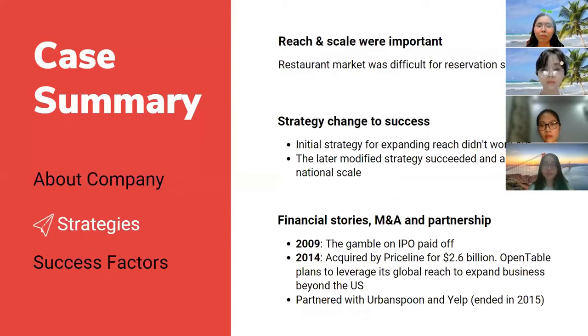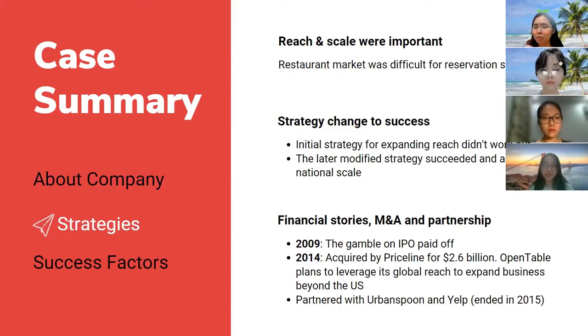At the beginning, the restaurant market was difficult for a reservation system. Therefore, the founder of OpenTable thought that it was important to have reach and scale. However, the initial strategy, which was to rapidly expand reach, didn't succeed. Therefore, they changed the strategy, and after its success, they applied it on the national scale. We also have some financial stories, the acquisition and partnership story.